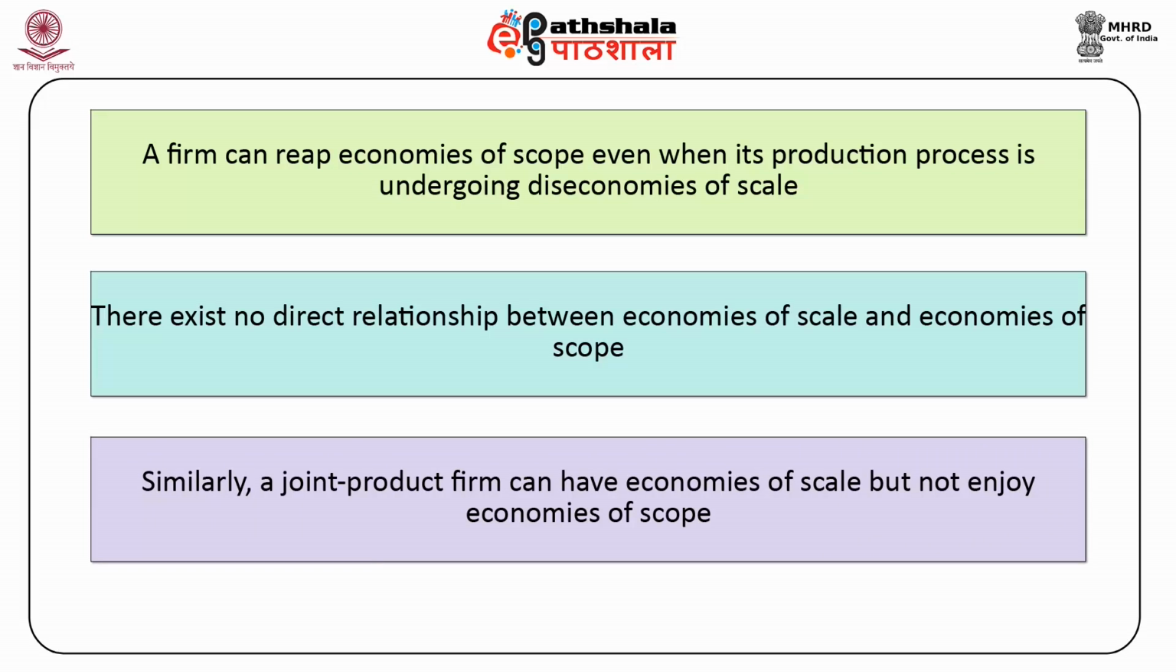Similarly, a joint product firm can have economies of scale but not enjoy economies of scope. Let us consider a large business conglomerate which has several firms. If these firms produce efficiently on a large scale, then they enjoy economies of scale. But since they are administered separately, they are not able to enjoy economies of scope.